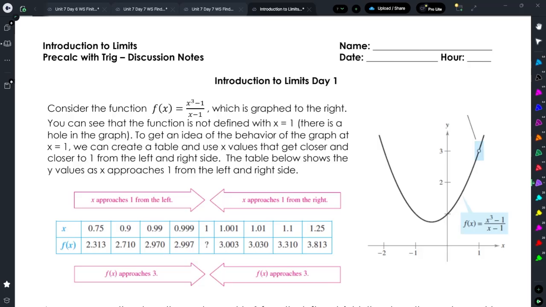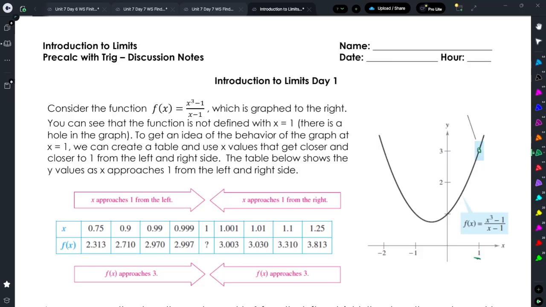So if we consider this function here, f of x equals x cubed minus 1 over x minus 1, and we have a graph right here, you can see that the graph is not defined at x equals 1. So here's x equals 1, and there's a hole in the graph, so it's undefined at x equals 1. But what we want to find out is what is the behavior of the function as we get closer and closer to x equals 1.